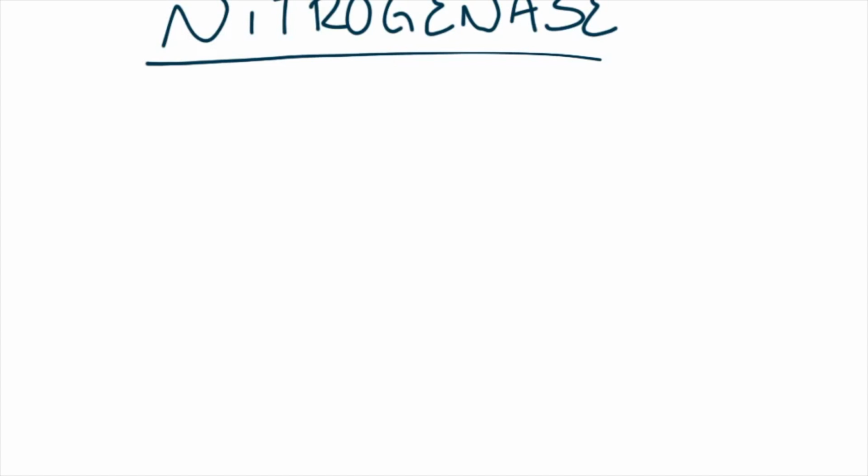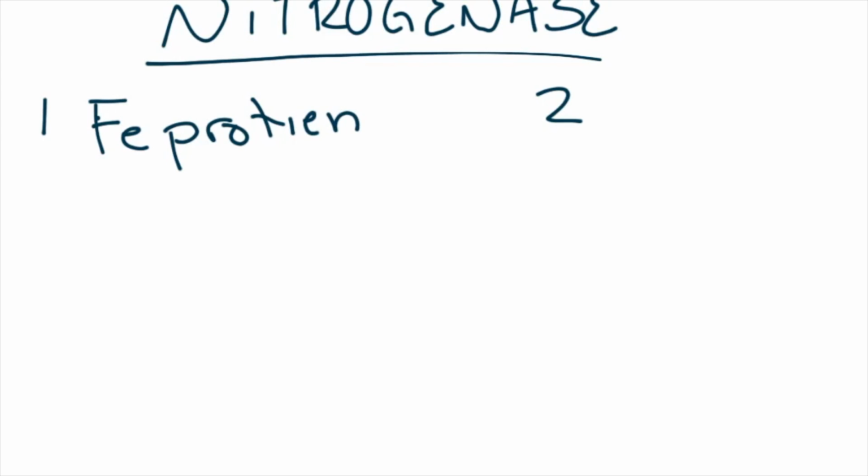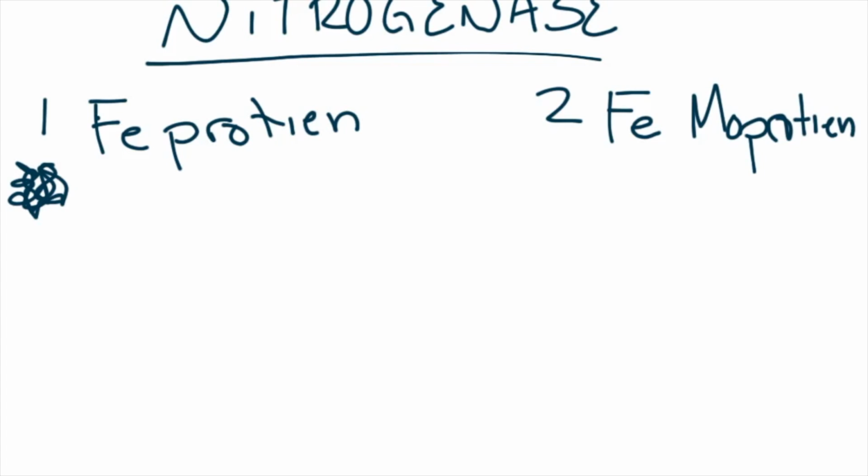So let's get to know our superstar enzyme nitrogenase. This enzyme is a complex of 2 metalloproteins. The first component is referred to as the iron protein and is the smaller of the 2, so we can picture it looking like this. The second component is the iron molybdenum protein. This is the bigger half of the complex, so we can picture it looking like this.